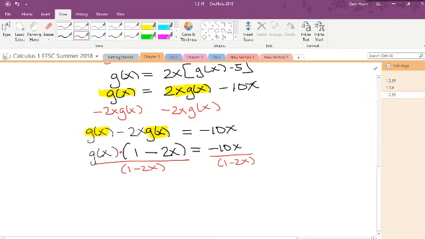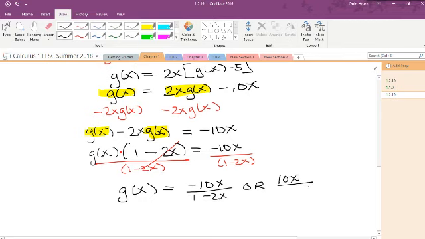Okay, so this reduces and we have g of x equals negative 10x over 1 minus 2x, which is a perfectly valid answer, but a lot of times if we can reduce the number of negatives in an expression, we do. So notice that this negative could be distributed to the denominator and we'd have positive 10x over 2x minus 1. So you might see it written in this way as well.